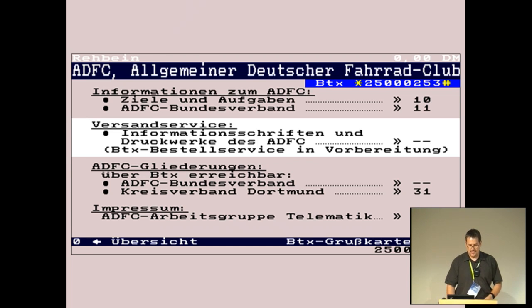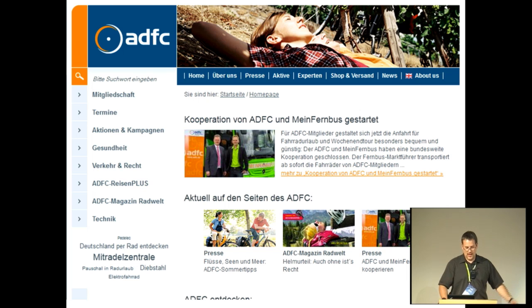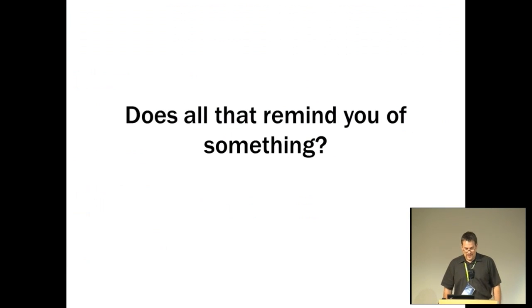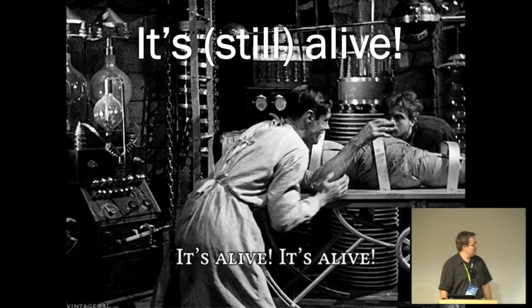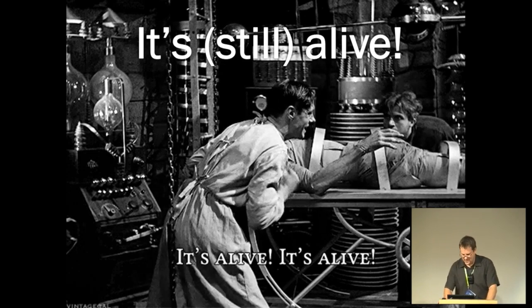But we can see that it is really an ancestor of the World Wide Web. Here you have the page of the ADFC, the Allgemeiner Deutscher Fahrradclub, and that's how it looked in the BTX system, and if you look now, that's how it looks on the web. So there is an evolution, but at the core it's still the same. So yeah, but doesn't that remind us of something? Yeah, probably.